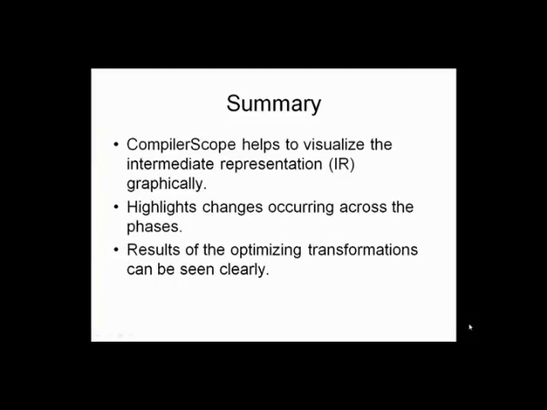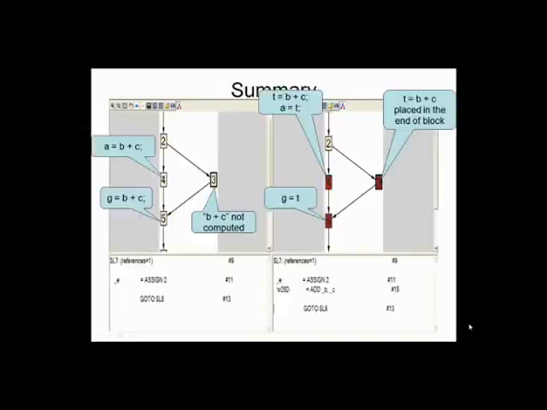With this example, we saw how easy it is to see the effect of transformation with CompilerScope. CompilerScope helped us to visualize the changes in IR through flow graphs, and also it's the change highlighting feature that helps us to easily locate the changes.